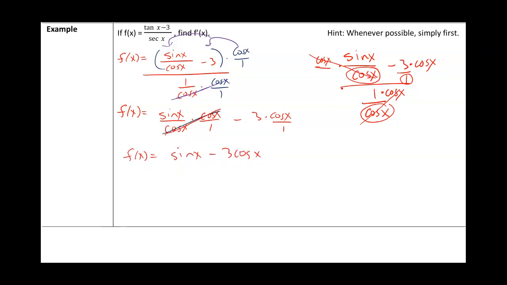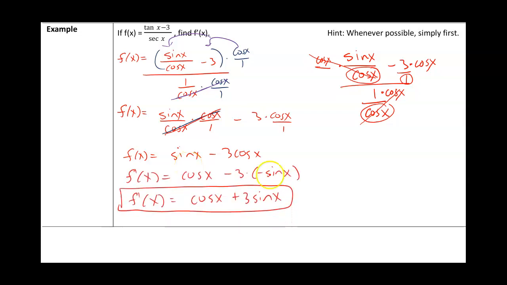And now I can take the derivative. So the derivative of sine is cosine, and the derivative of cosine is negative sine of x, but we have a negative times a negative, which becomes a 3 sine of x.